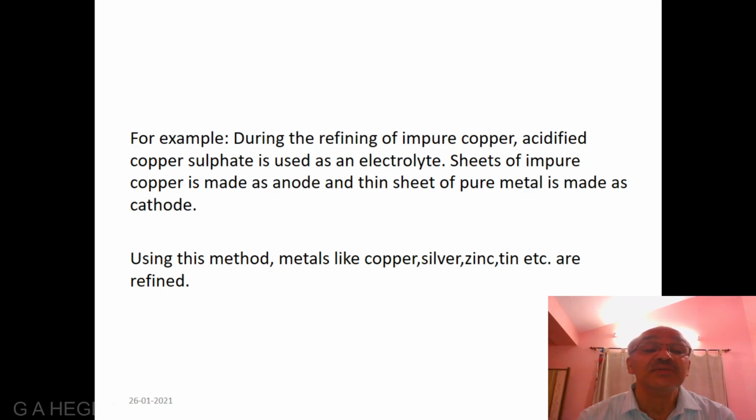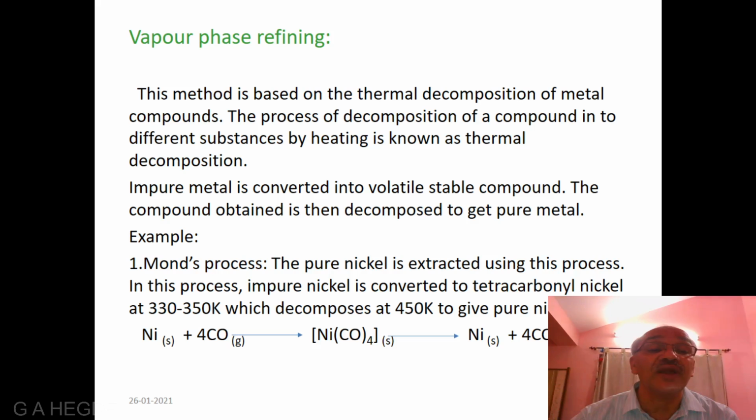For example, during the refining of impure copper, acidified copper sulfate is used as an electrolyte. Sheets of impure copper is made as anode and thin sheet of pure metal is made as cathode. Using this method, metals like copper, silver, zinc, etc. are purified.